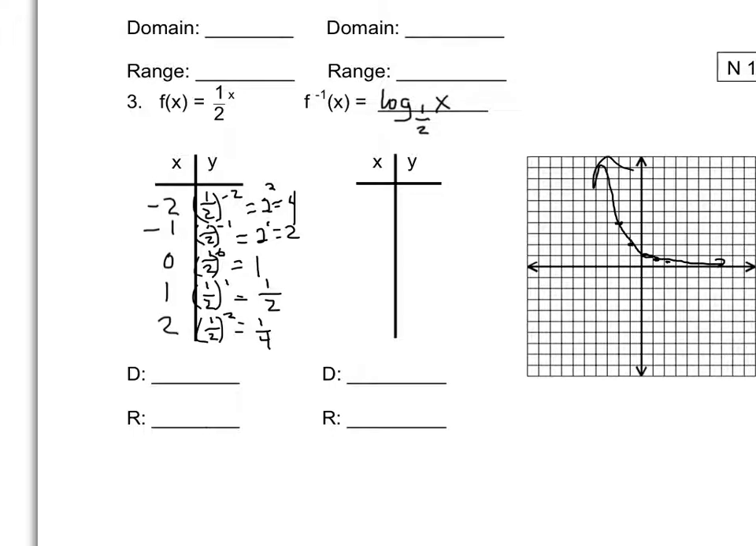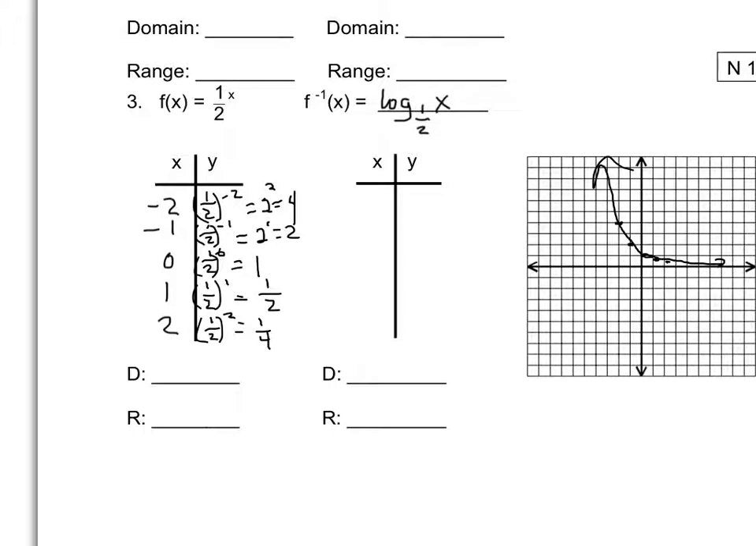But this one had a base of 1/2. So if your base is between 0 and 1, then your function will be decreasing over the entire domain. Now, let's go ahead and write out what the domain and the range would be.